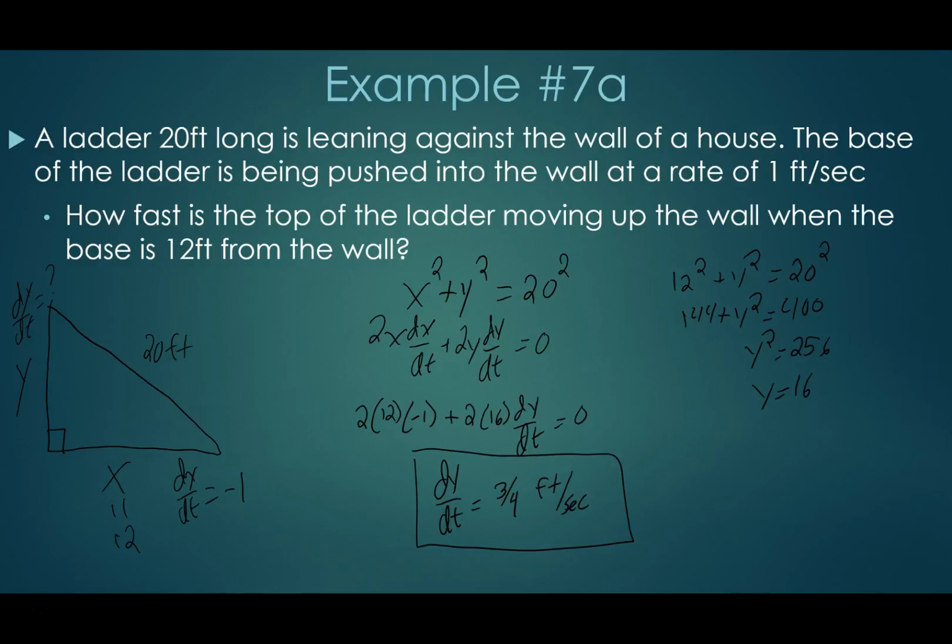feet per second. It makes sense it's positive. We're talking about the ladder being pushed up a wall. dy/dt is going up. Up is a positive direction. That's why it's a positive value for dy/dt. Now, make sure you have all this information saved. We're going to use the same setup to solve other things. So we know x is 12, y is 16, dx/dt is -1, dy/dt is positive 3/4. Make sure you have it saved.